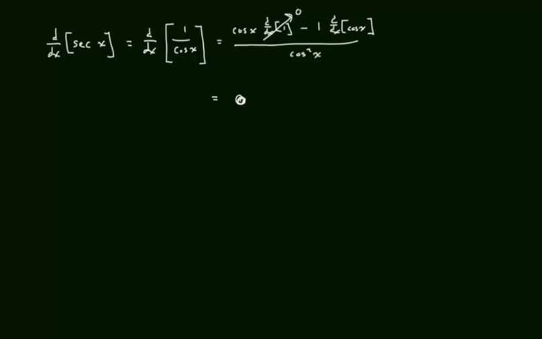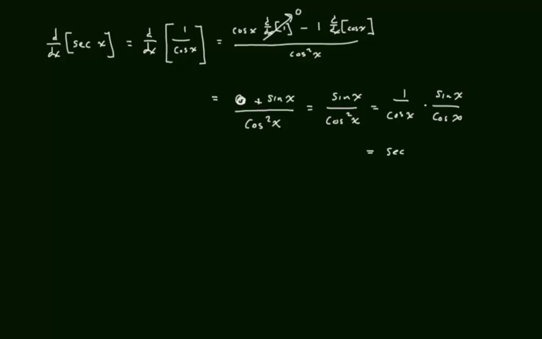So this is 0 minus the derivative of cosine is positive sine, is negative sine. Together with this negative makes it positive sine, all over cosine squared. So sine x over cosine squared x. If I break that down into 1 over cosine x times sine of x over cosine x, then it gives me an answer of secant of x times tangent of x.